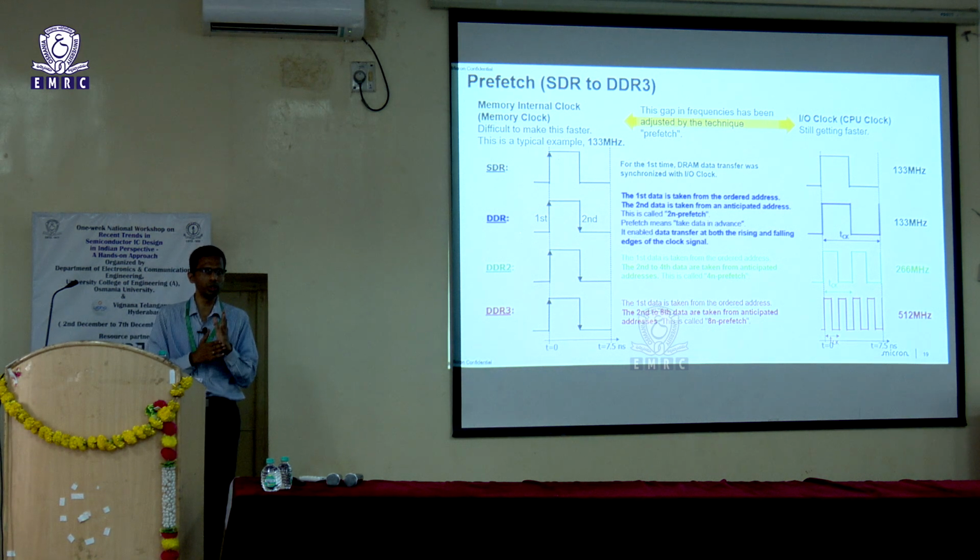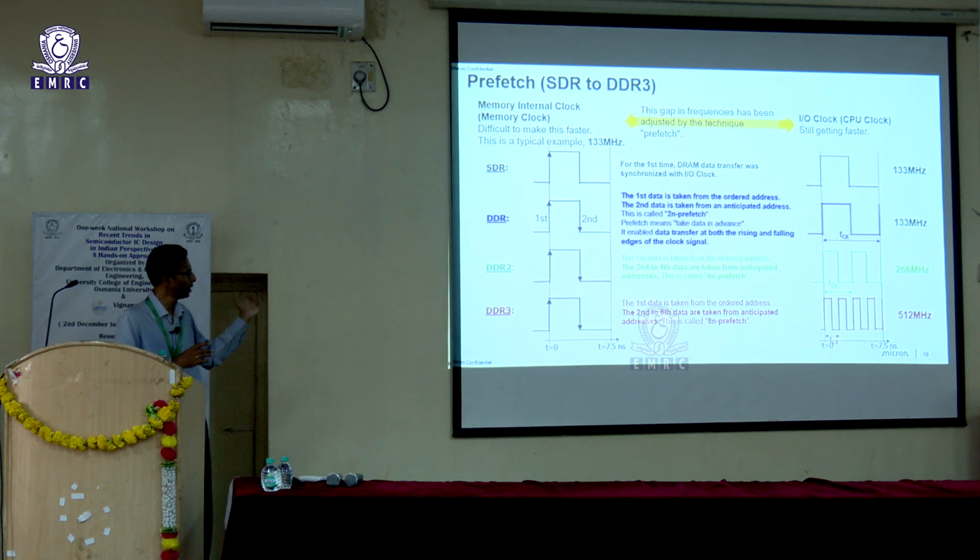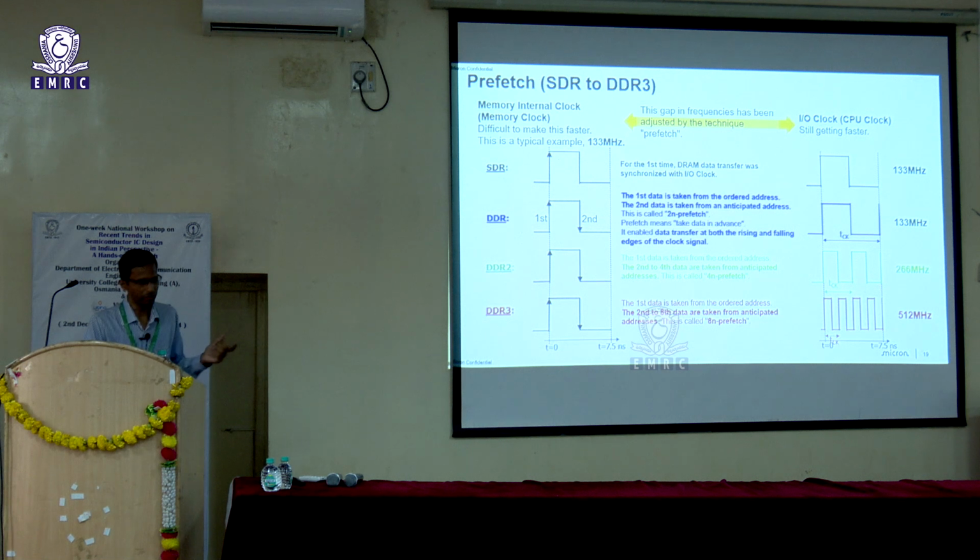So once you give a clock command with the row address and column address pumped in, instead of fetching bits from that particular row and column address alone, we will fetch the neighboring ones, which is like an additional 15 bits, so that you get 16 bits of information handy, and that will be sent out serially. So this is the prefetch thing.